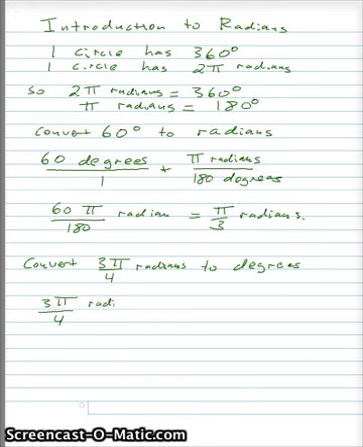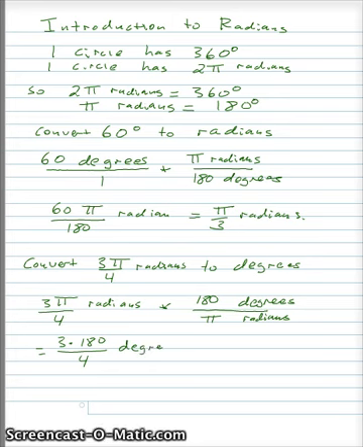3 pi over 4 radians times a fraction. We want radians on the bottom and degrees on top. What's our relationship here? We know that 180 degrees is the same as pi radians. So radians cancels radians, pi cancels pi. What I'm left with is 3 times 180 over 4 degrees. Let's make sure we're clear where that's coming from. Radians gone, degrees left, pi's gone, 3 times 180 over 4. Sensible way to do that.